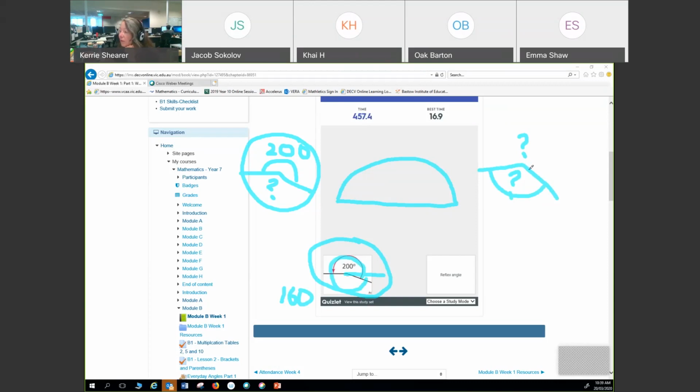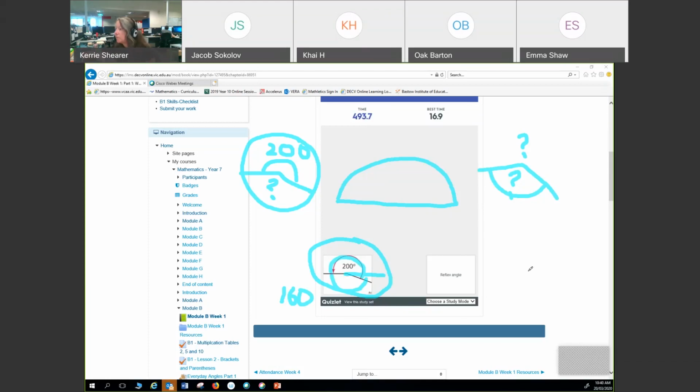What sort of angle have I drawn here? Going back to our names, is it acute, obtuse, right, or straight? And we've even looked at a reflex now. What sort of angle have I drawn here? Going back to the names, your choices are acute, obtuse, right, or straight.